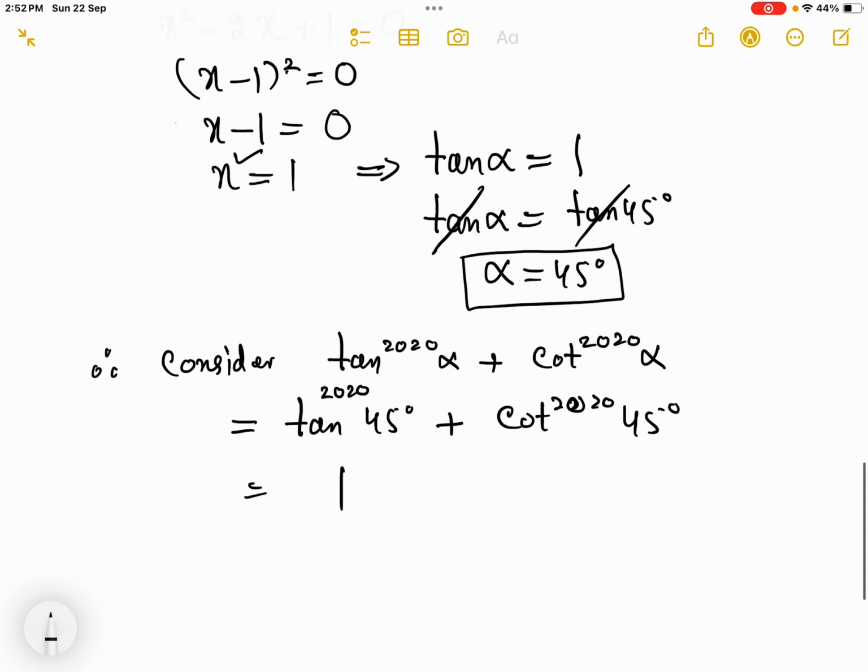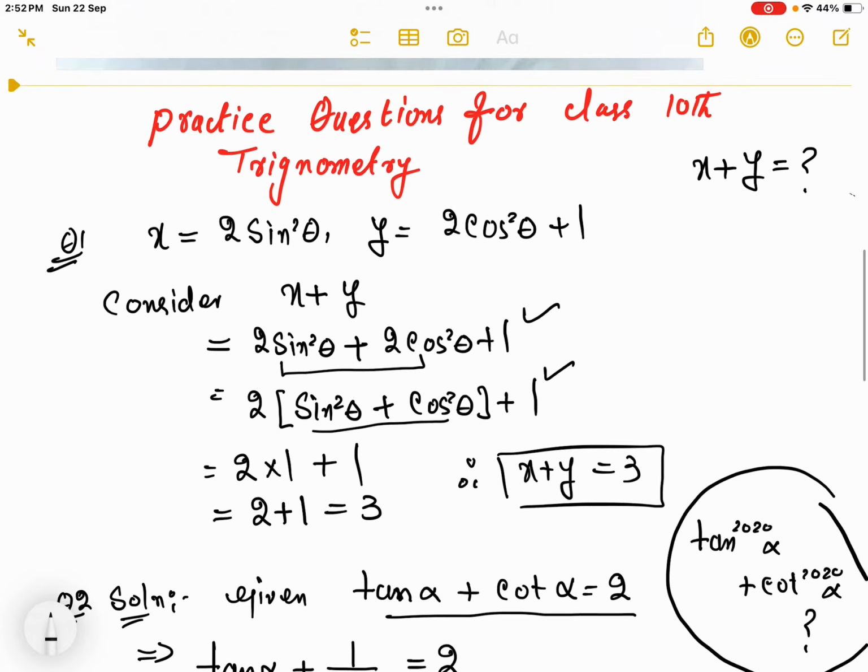We know that tan 45 is 1, but the power of tan is 2020. So it will be 1 power 2020. Cot 45 is 1. The power of cot is 2020. So it will be 1 power 2020. 1 power anything is 1. 1 plus 1 is 2. So 2 is the correct option.